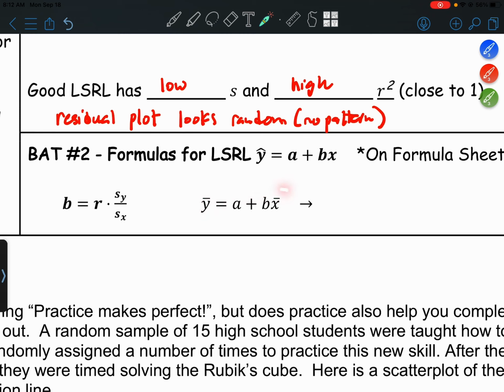If we solve this formula for A, isolating A, we would get A is equal to Y bar minus B X bar. So if you take the mean Y value and subtract the slope times the mean X value, that result will be the intercept of the least squares regression line.